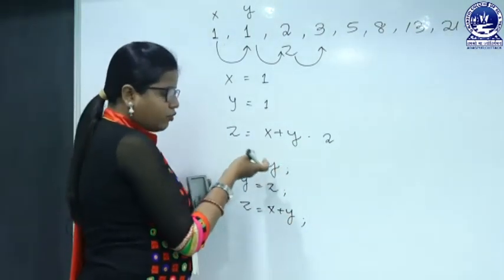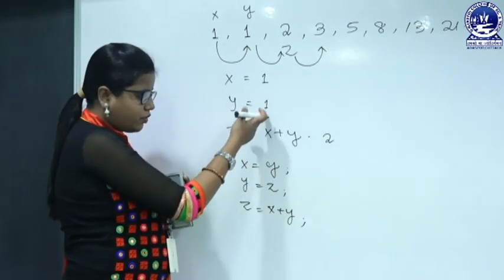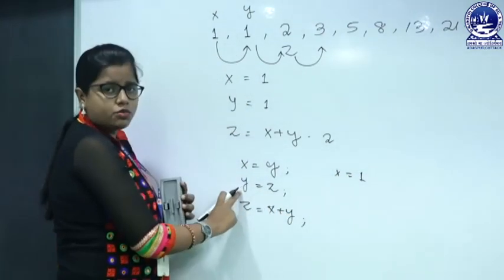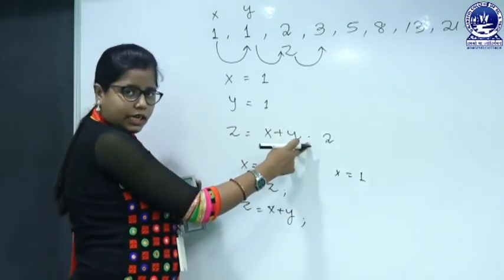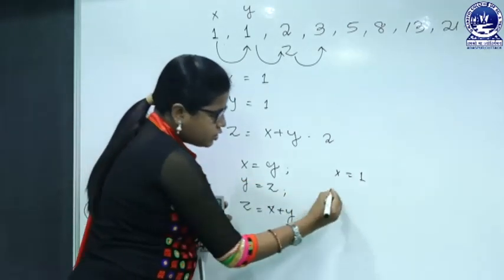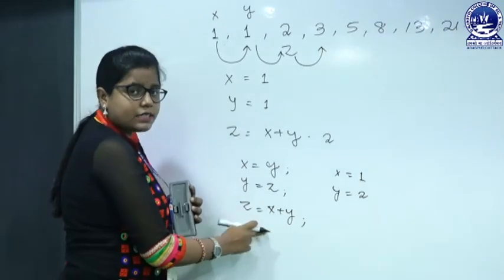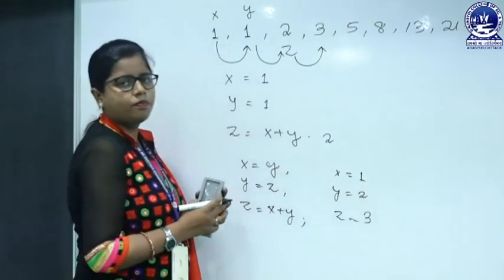So by putting the y value into x, what is the y value now? The y value is 1. So here the x will be 1. And the y value is what? The g value is put into y. So what is the g value? That is 2. So 2 will be held by y now. So y will be 2. Now the z is what? x plus y. So z is 1 plus 2, that is 3.